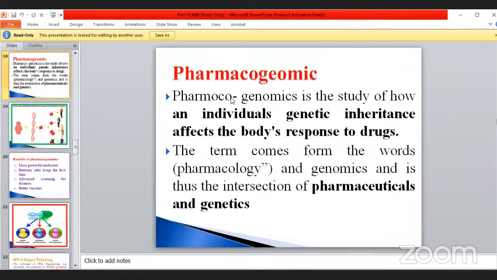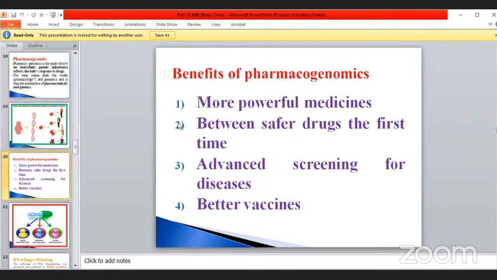Pharmacogenomics. Okay. Suppose one person suffers from a headache, they take one tablet. For the same fever, some persons take half a tablet. Sometimes even 3 tablets are not sufficient. Okay. So all of these come under the heading known as pharmacogenomics.